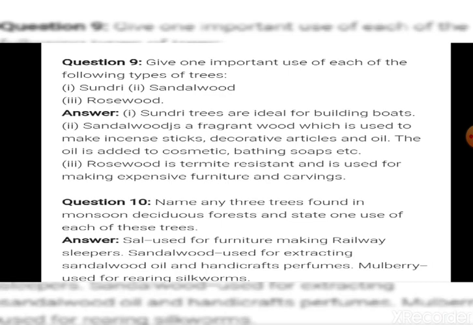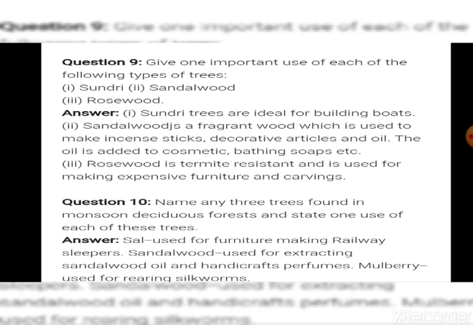Next question, give one important use of each of the following types of trees. Here the tree names mentioned are sundari, sandalwood, rosewood. Generally when you get this type of question, they will mention some names of the trees and ask for the uses. In your textbook, when you learn the chapter, there is a table given for all the important trees and their uses. You have to learn it, because this type of question is very important.